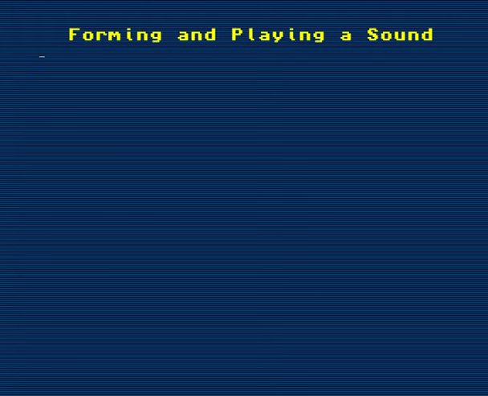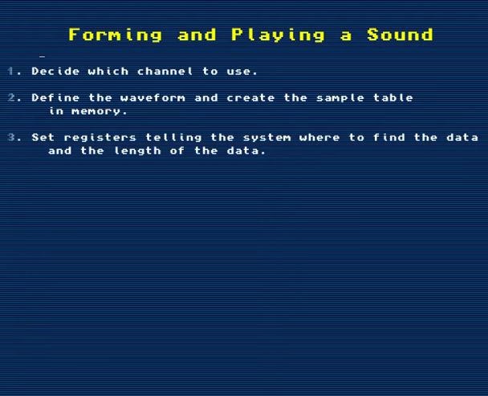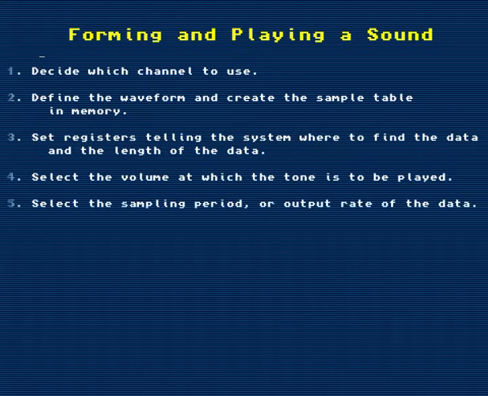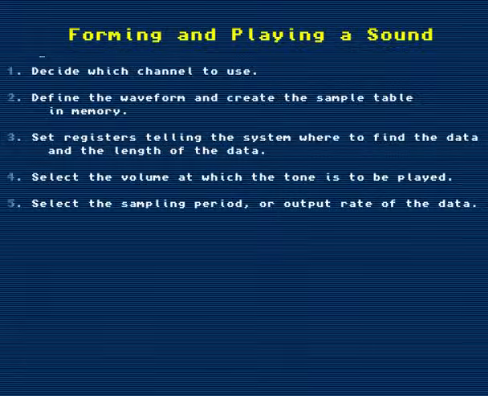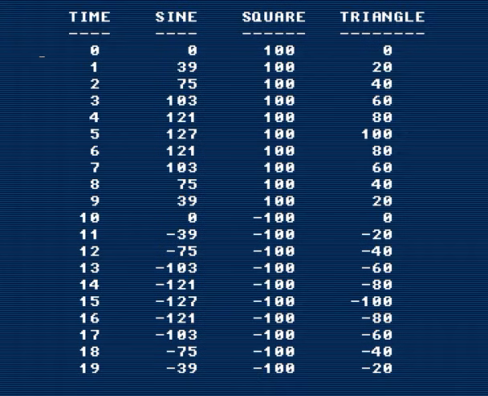When forming and playing a sound, we follow these basic steps. Define which channel to use, the waveform to reproduce, the length of the data, the volume, the sampling period, and then we can start up the DMA. Let's talk a bit about the waveforms now. These are 3 typical waveforms: the sine, triangle, and square. We can represent their data over time with these samples.